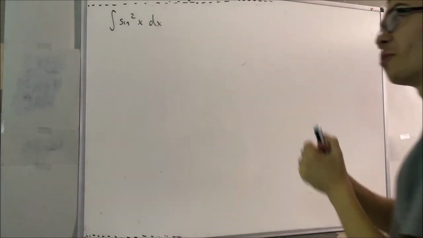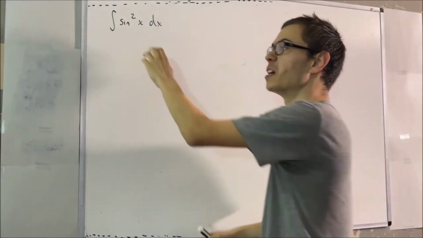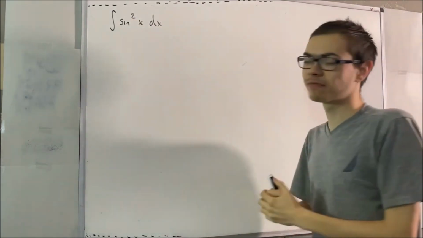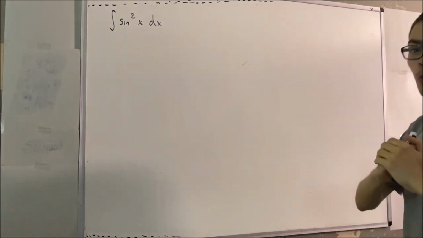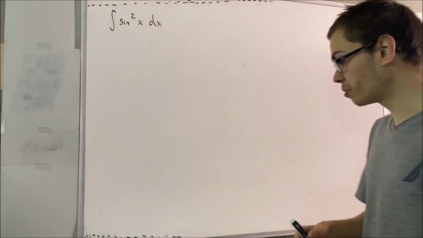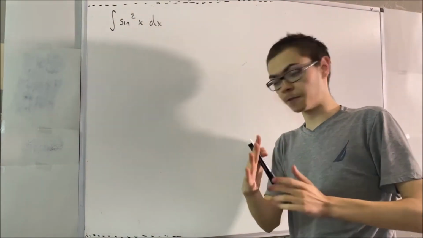Alright, so in this video, we're going to evaluate the integral of sine squared of x dx. So how do you suppose we evaluate this integral? Well, one way that we can do it is we could use the identity for cosine of 2x.